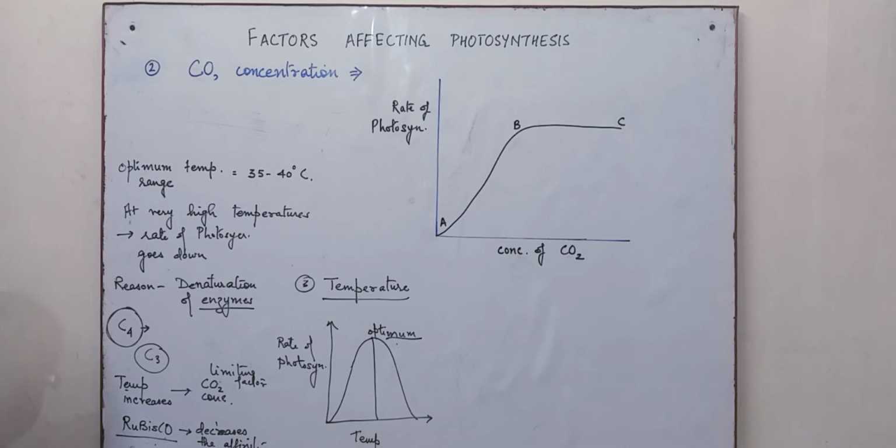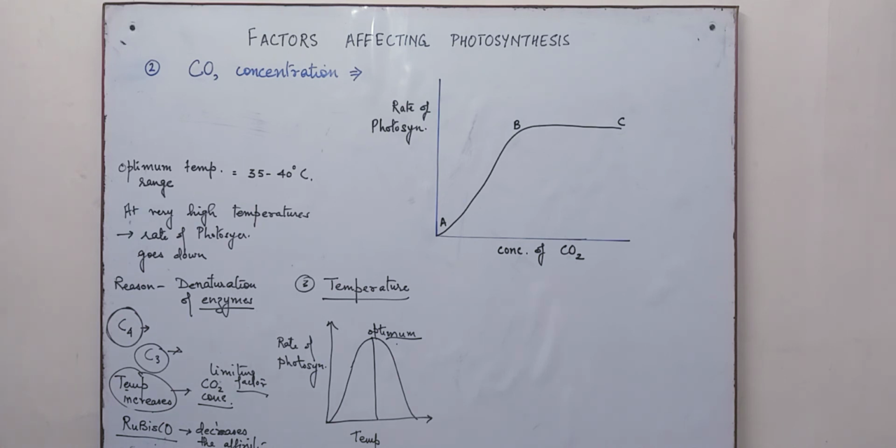Also, denaturation of enzyme happens. So, due to all these factors, as the temperature is increased, the CO2 concentration acts as a limiting factor. The increase in temperature also causes the decrease in the affinity with carbon dioxide. Also, it causes the denaturation of enzyme. As a result, the C3 plants show a considerable decrease in the rate of photosynthesis as the temperature is increased.